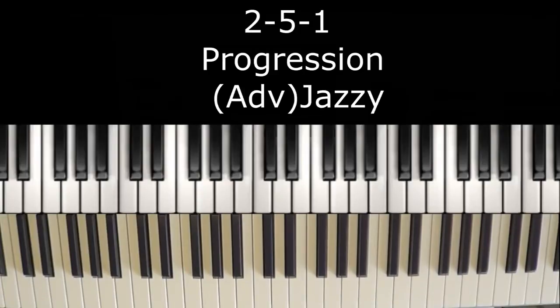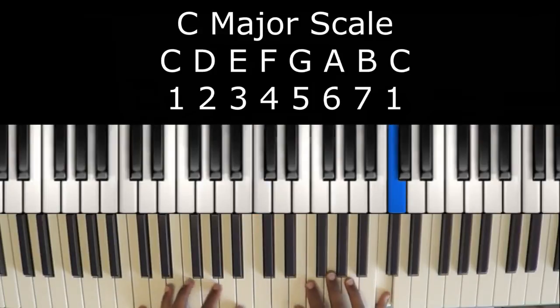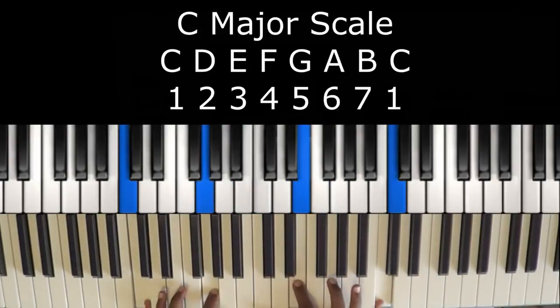I'm going to do the 2-5-1 in the key of C major, but I'm going to do it in a more advanced, jazzier way. I'm going to start with the scale. C is your 1, D is your 2, E is your 3, F is your 4, G is your 5, A is your 6, B is your 7, back to C, which is your 1. Okay?